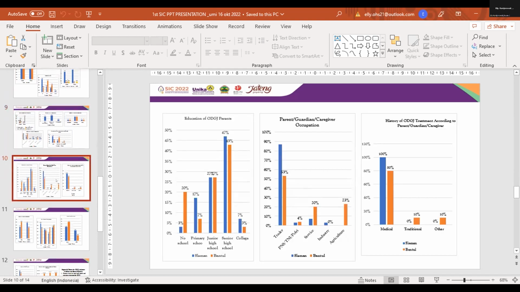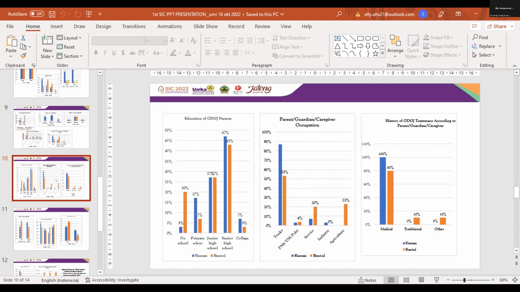About education of ODGs' parents, in Sleman 47% senior high school, and in Bantul 43% senior high school too. Parent, guardian, caregiver occupation, 53% trader in Sleman, and in Bantul 89% in Sleman trader, and in Bantul 53%.